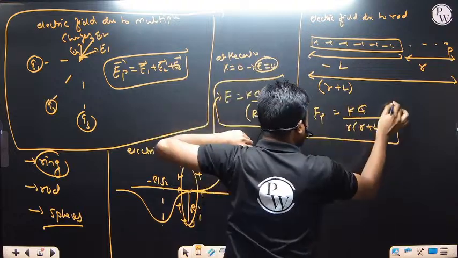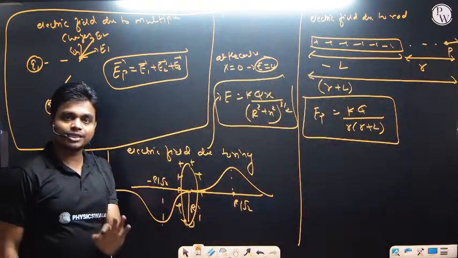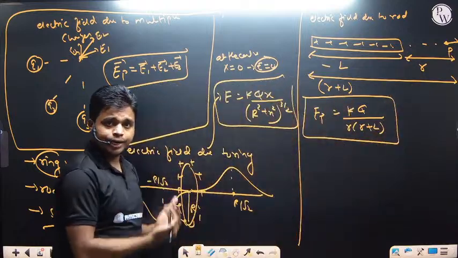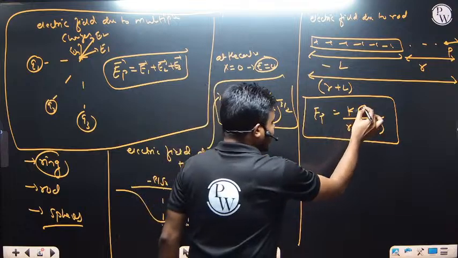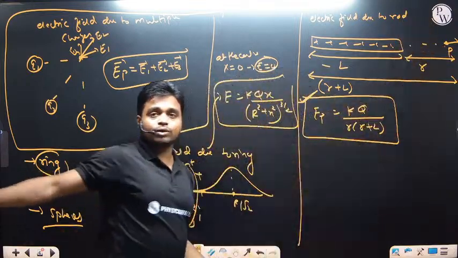That's it. And the direction of this will always be away from the positive charge. If they're asking for the electric field because of a positive charge, it will always be away from it. If they're asking for the electric field due to a negative charge, it will be towards it. So this will be KQ divided by r into r plus L. This is the electric field at point P that we calculated because of the rod.